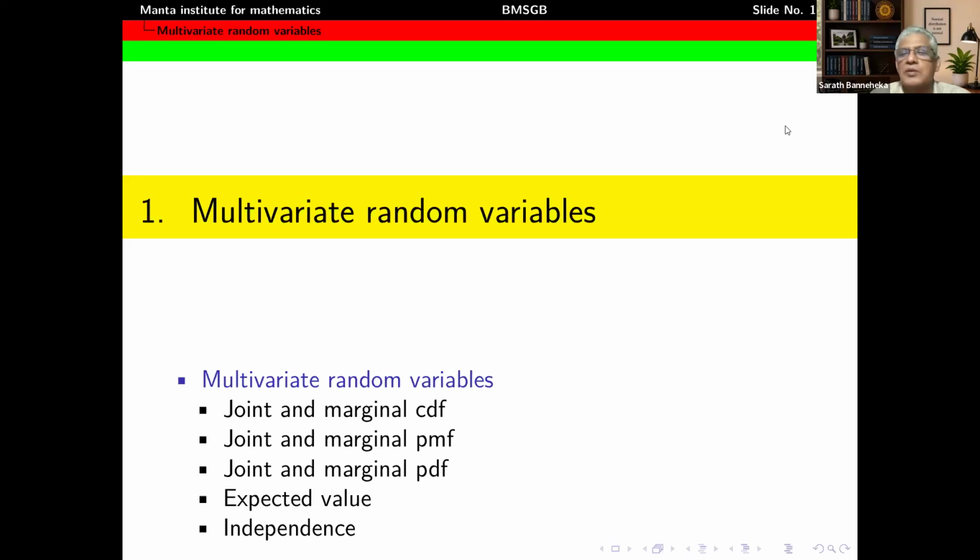This is going to be based on chapter 3 of the Demidonco's textbook. In this lecture, I'm going to talk about several topics, including joint and marginal CDF, joint and marginal PMF, joint and marginal PDF, and then expected value and the independence. These topics will be included in 3 videos. Each video will be roughly between 45 minutes to 1 hour.